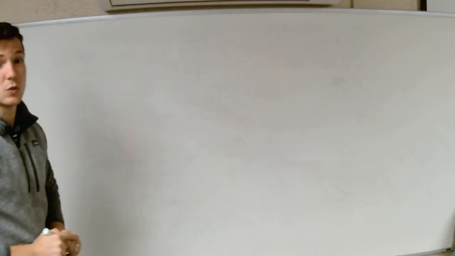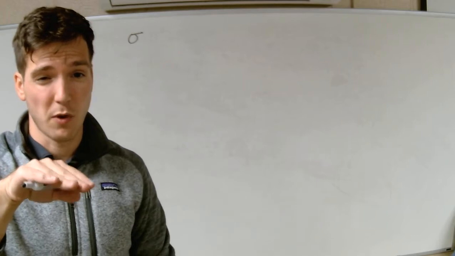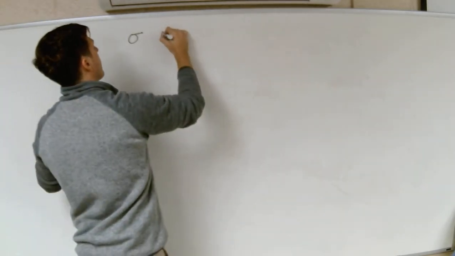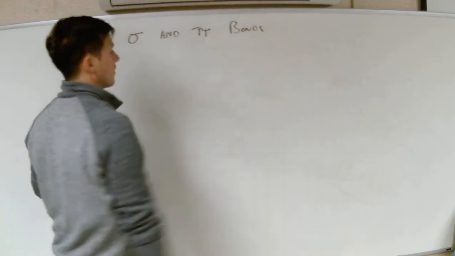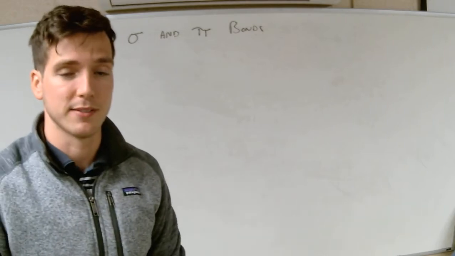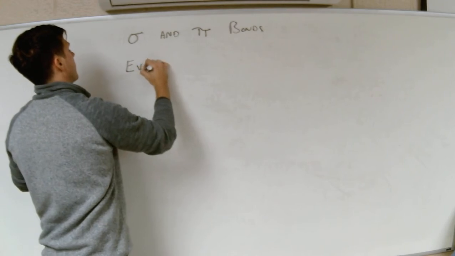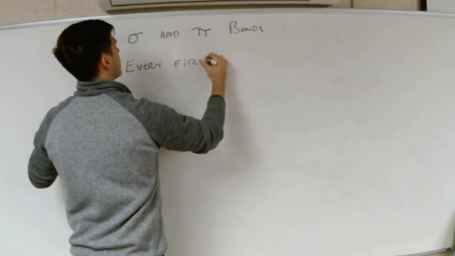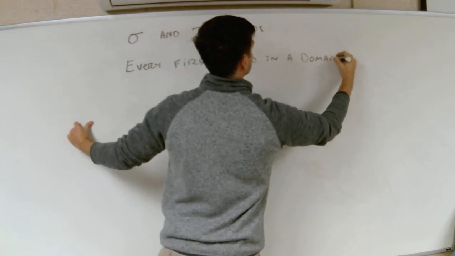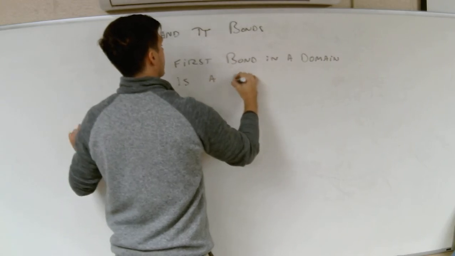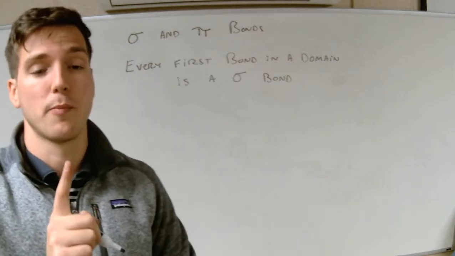Okay, so sigma, which is given by that sign, which kind of looks like a side view of a whistle. Sigma, and you all know pi bonds. Okay? Sigma and pi bonds. So what are these? Really easy, okay? Every first bond in a domain is a sigma bond. Okay, so every first bond in a domain is a sigma bond.